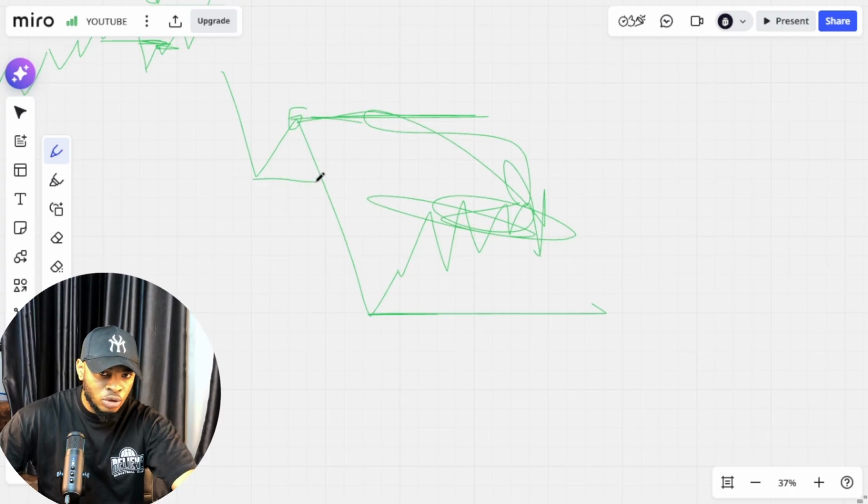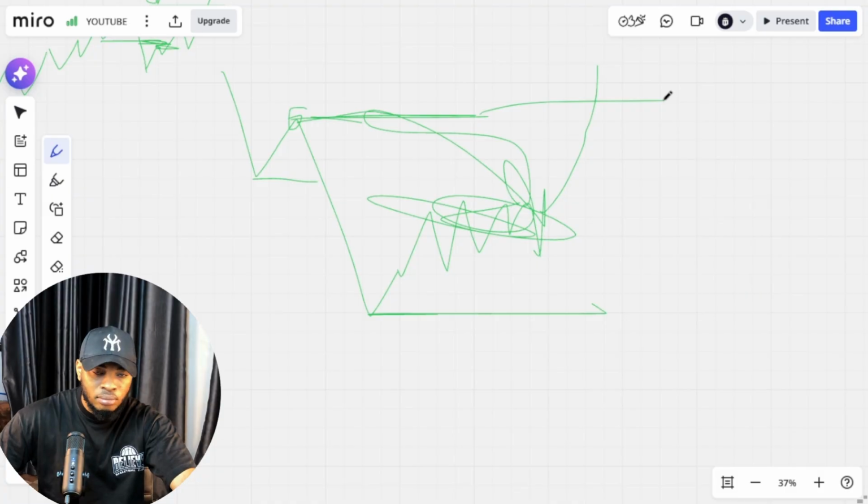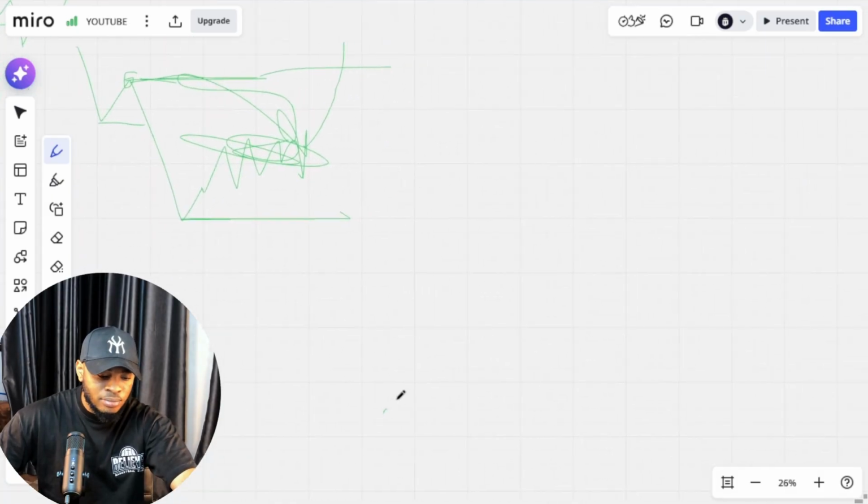You broke a structure low, you have this high, you have this low. Every noise that happens inside here is just noise. Okay, you're not changing structure. You only change structure to bullish if price breaks here. Period.